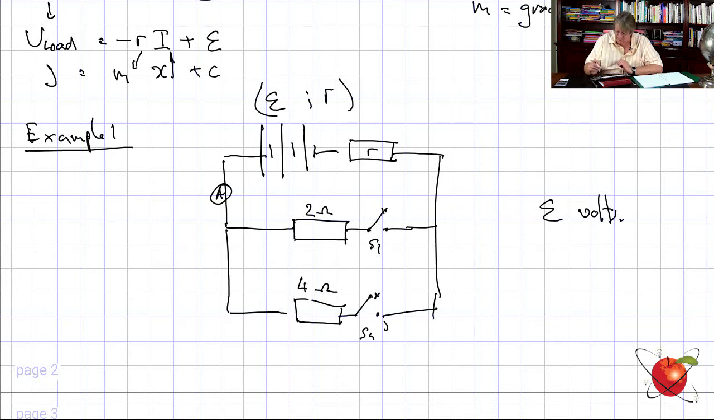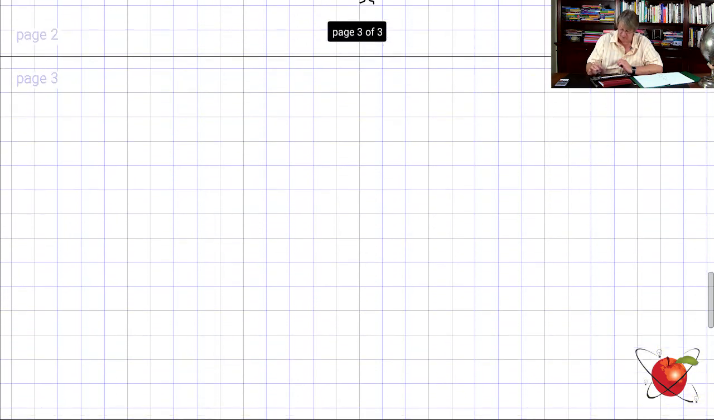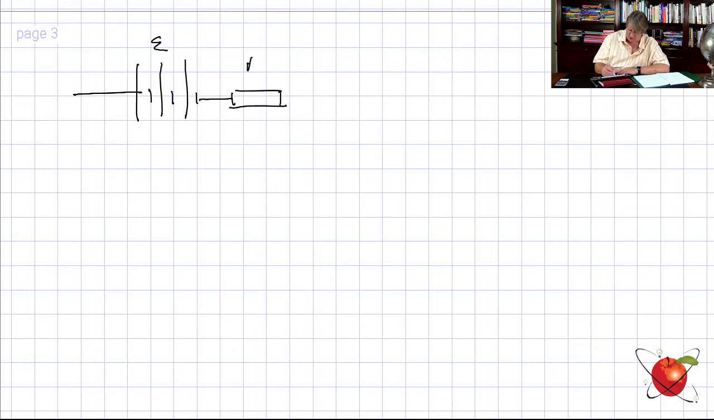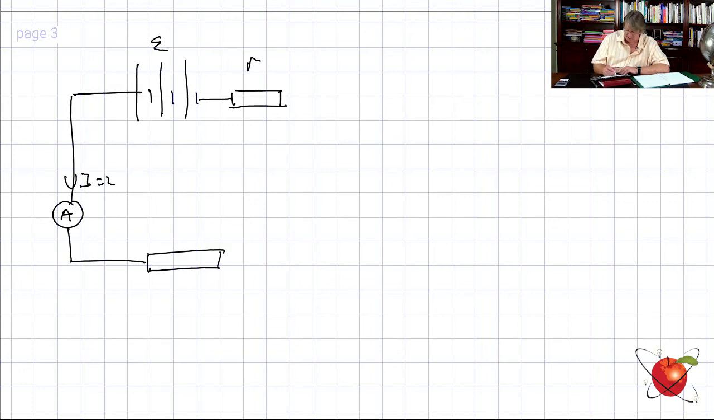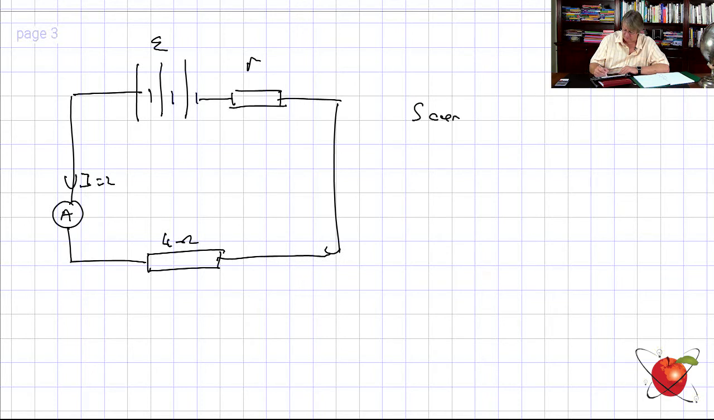So what they've done is there are 2 scenarios here. I am going to draw the 2 scenarios separately. Okay, EMF, r. The first scenario had an ammeter and I equals 2, and we had a 4 ohm resistor here. Basically that's the circuit we've got. This is scenario 1. That's what they've given us for that.